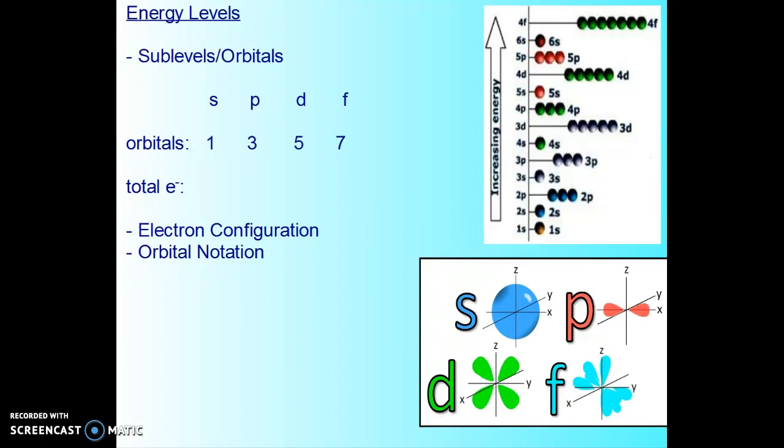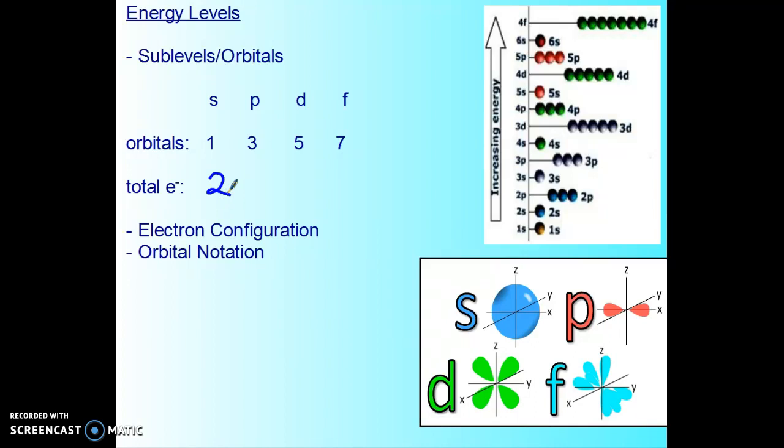So every S sublevel can only have 1 orbital, but an orbital can hold 2 electrons. And that's true of any orbital in any sublevel. It can hold 2 electrons. So the total S sublevel with 1 orbital will hold a total of 2 electrons. I'm going to write that here. 2 total electrons fit into an S sublevel.